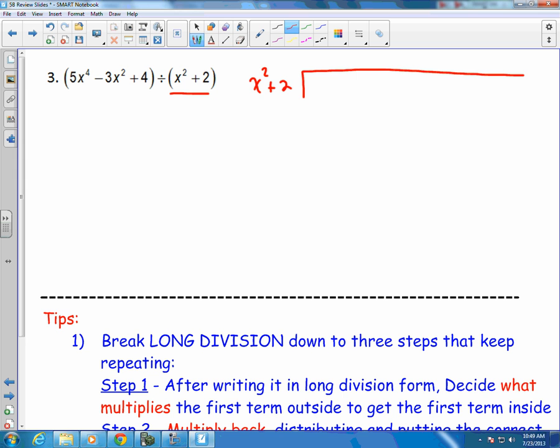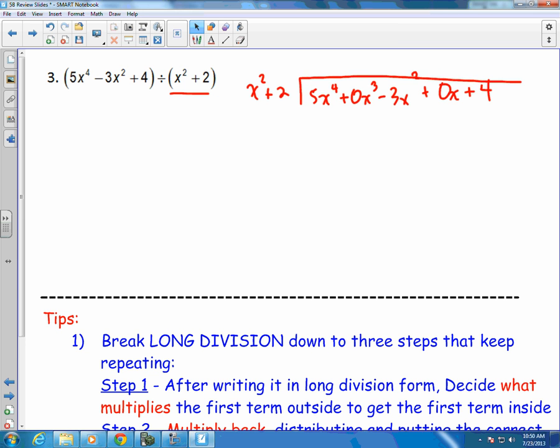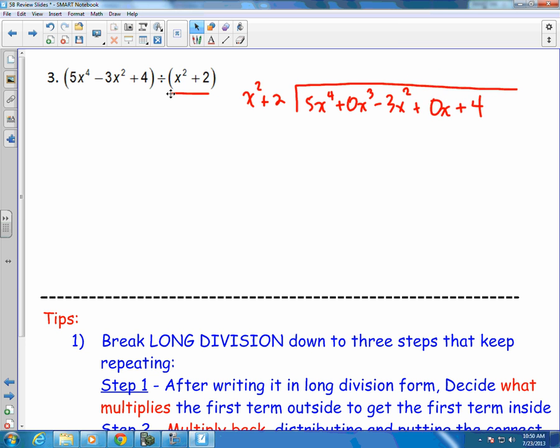So in this particular case, I'm going to write it like this. And the trick here is, just like with synthetic, it's a good idea to hold the places of the exponents that are not there. So in this case, 5x to the fourth, 0x to the third, negative 3x to the second, 0x, and 4. And that's long division form, the first step I'm going to do.